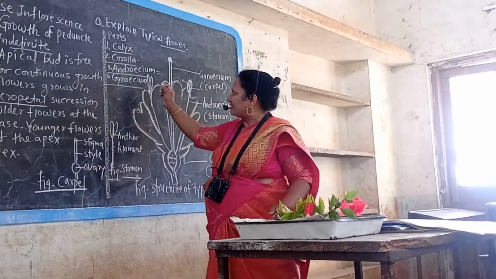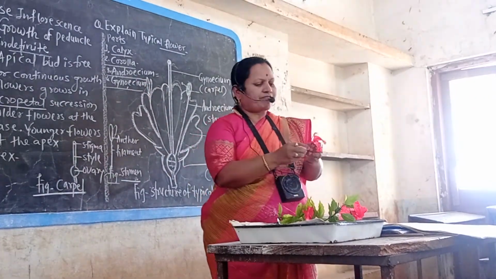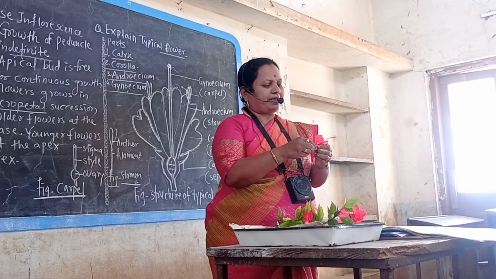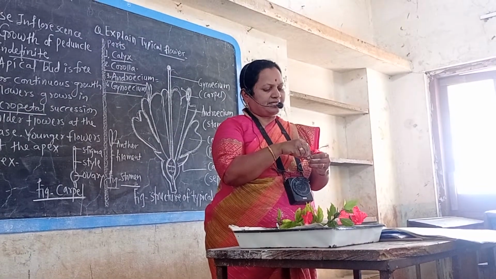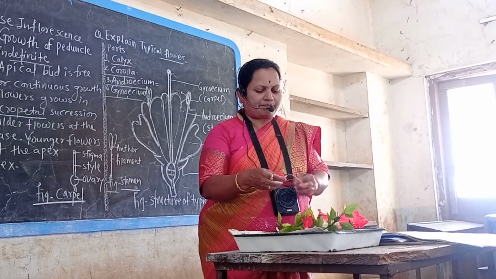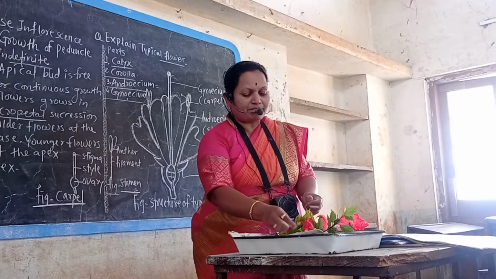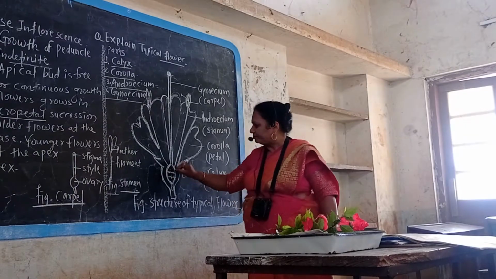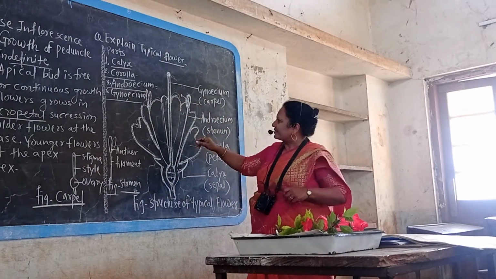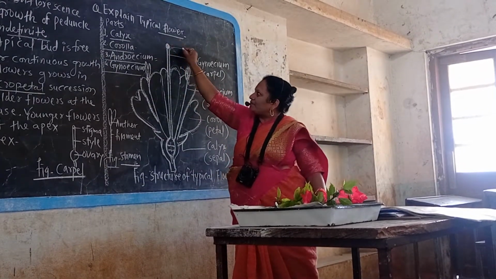Next whorl is called the gynoecium. Gynoecium is the innermost whorl of a flower, and the individual part of the gynoecium is called a carpel. Many carpels are present in some flowers. What parts do these carpels consist of? In the carpel, the basal part is called the ovary, the upper part is called the style, and at the uppermost is the sticky stigma.